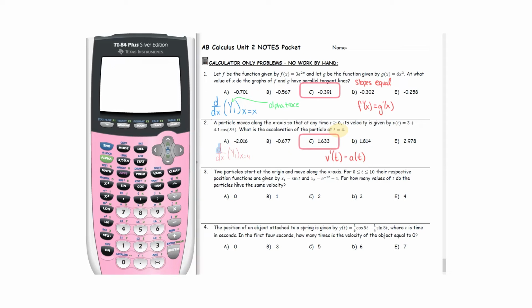All right, question number 3. Two particles start at the origin and move along the x-axis. We've got a window here. Their respective position functions are given by these two equations. For how many values do the particles have the same velocity? So if we have the positions, we want to know where their velocities equal. That's going to be where their derivatives are the same. So into y equals we go. I'm glad I left these two derivatives here because I'm going to go ahead and put our two functions into y1 and y2.